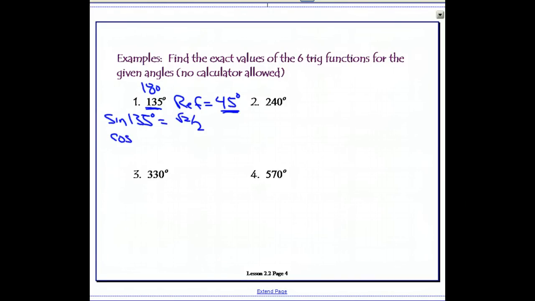What's the cosine of 135 degrees? Same as the cosine of 45 degrees. Square root of 2 over 2. And now what's the tangent of 135 degrees? Same as the tangent of 45 degrees. It is 1.